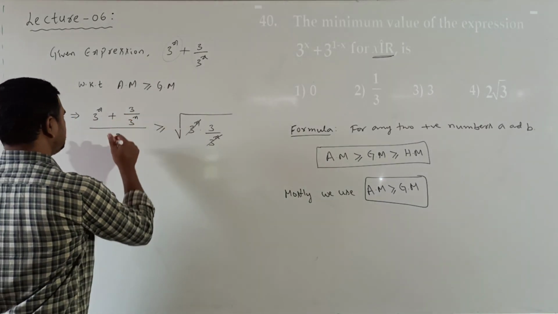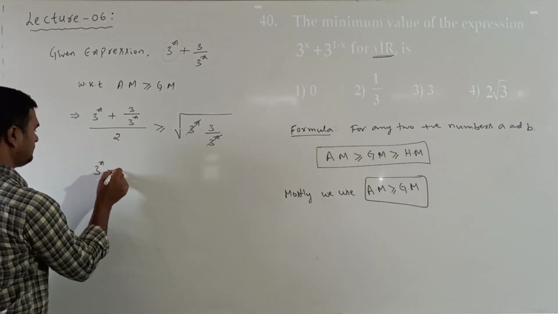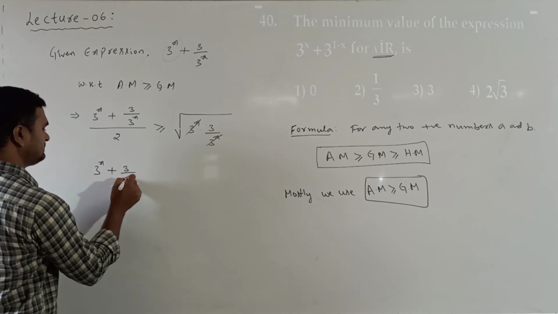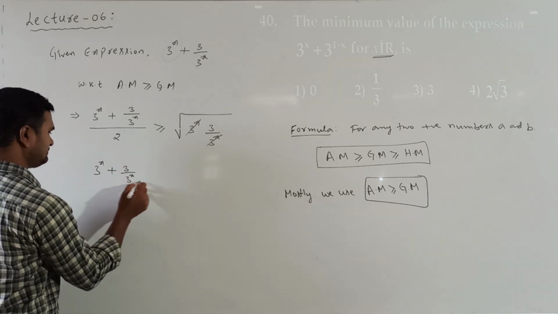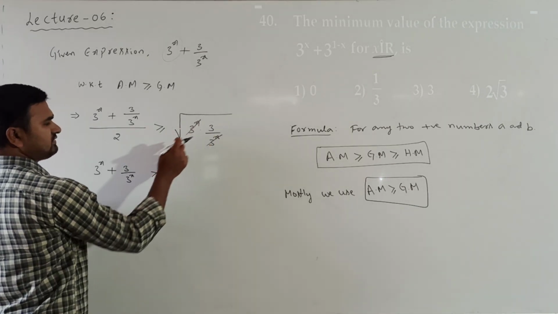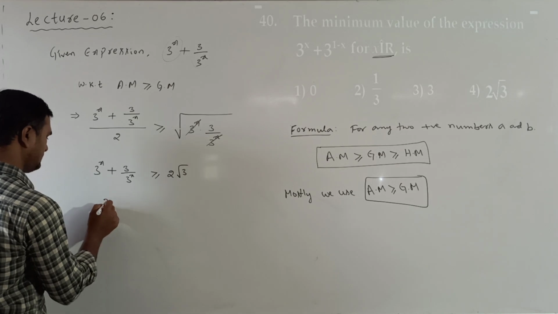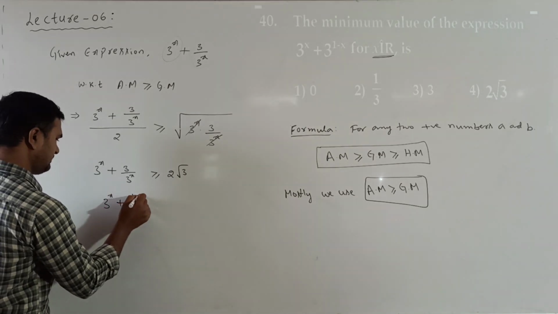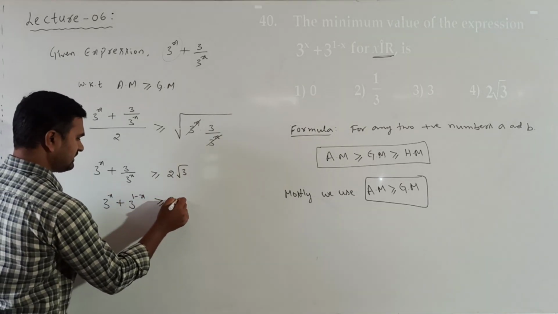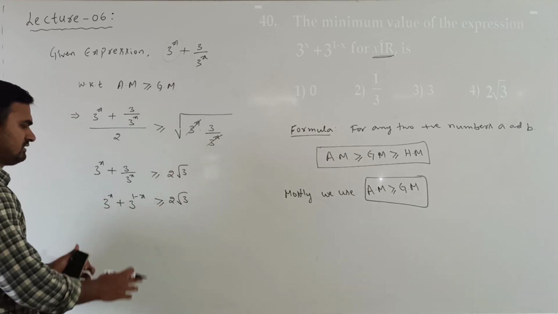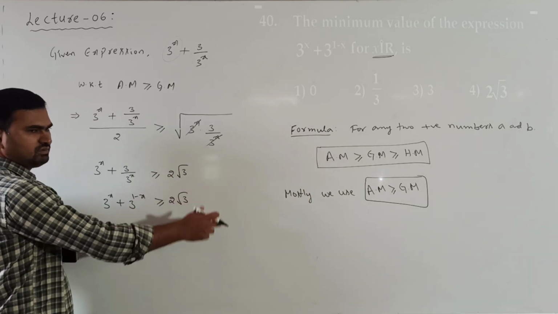Okay, so 3 power x plus 3 by 3 power x will be greater than or equal to, here we have root 3 multiplied by 2 root. So 3 power x plus 3 power 1 minus x is greater than or equal to 2 root 3. Now the quantity is greater than or equal to 2 root 3.